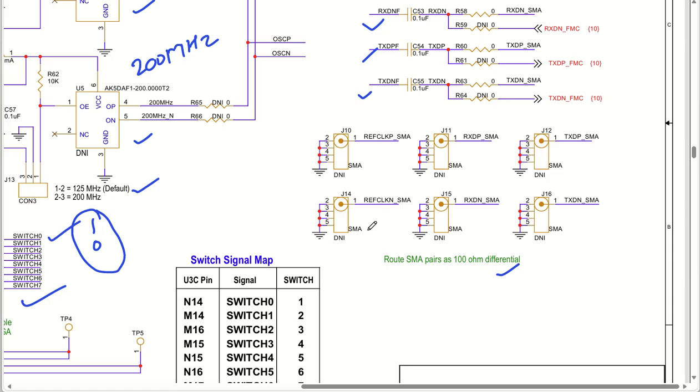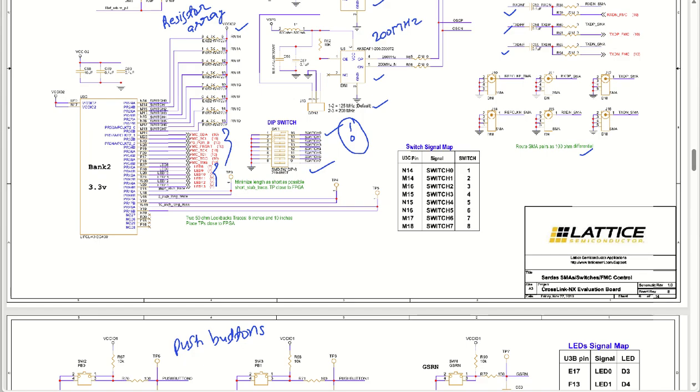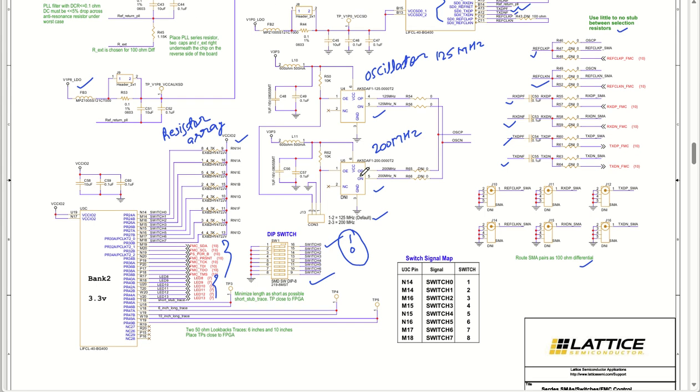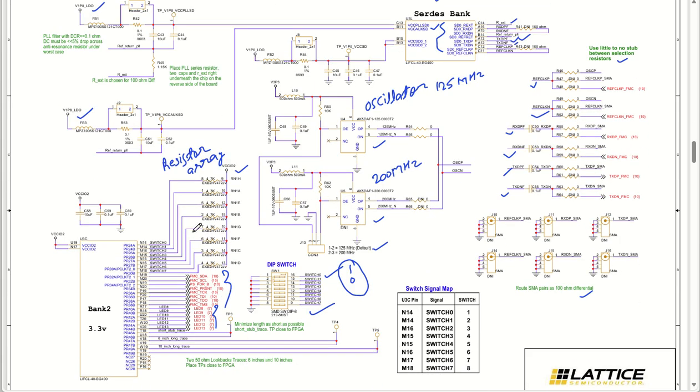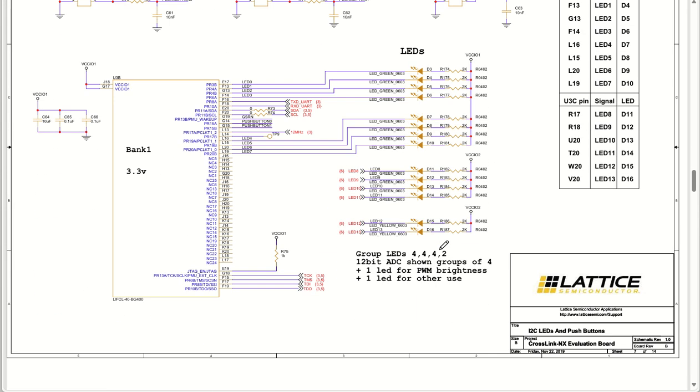Let's go to the next part. I hope you have a good understanding now about this particular oscillator block, and how my DIP switches are connected, and how the LEDs will work, because the LED circuit is not here, it is down below, and how this serializer deserializer bank is interfaced very nicely to your FPGA. Moving to the next part.